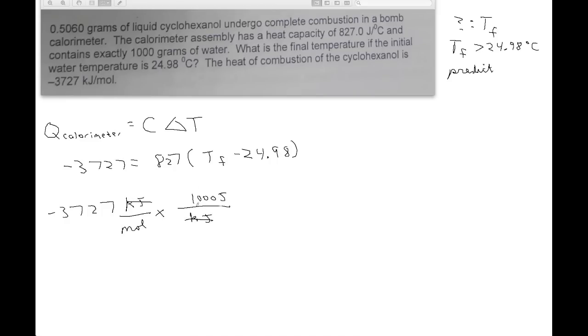So, after you do this conversion, what units will you have? Joules per mole. That's right. What units is Q supposed to be in this equation? It should just be in joules. That's right. So we're not ready to plug this number into the equation yet, because it's not in the right units. We need to do more work on this before we can plug it in.